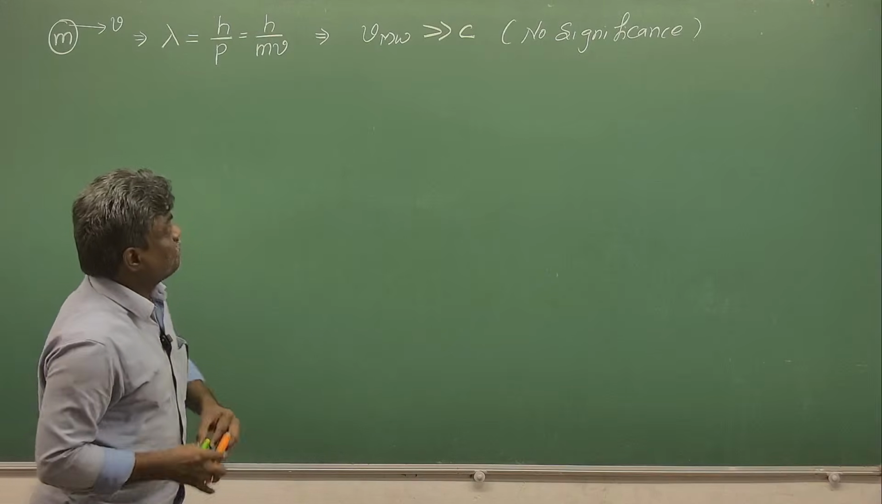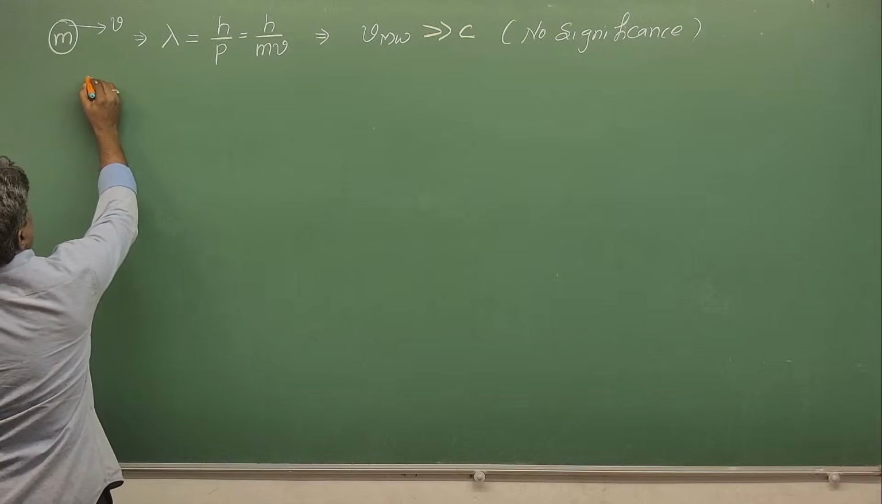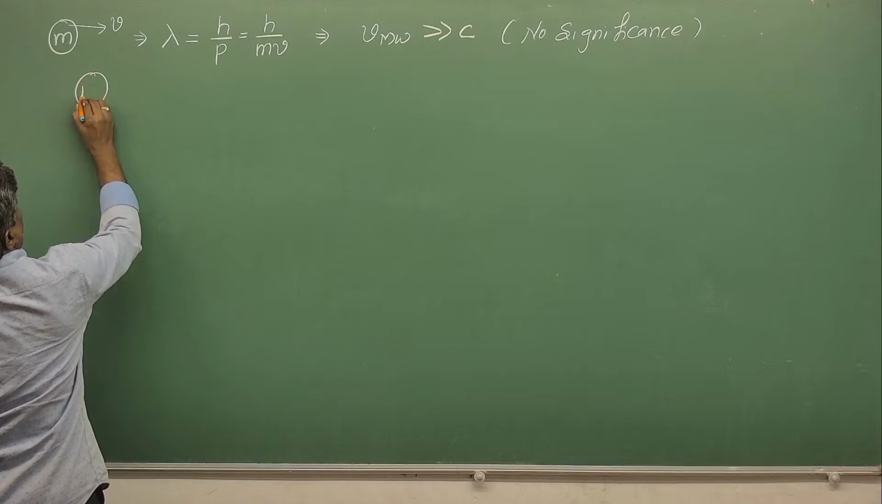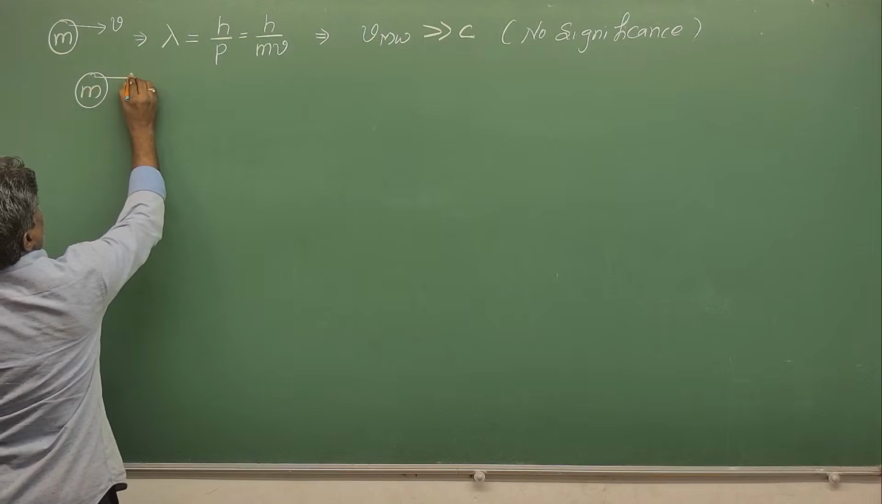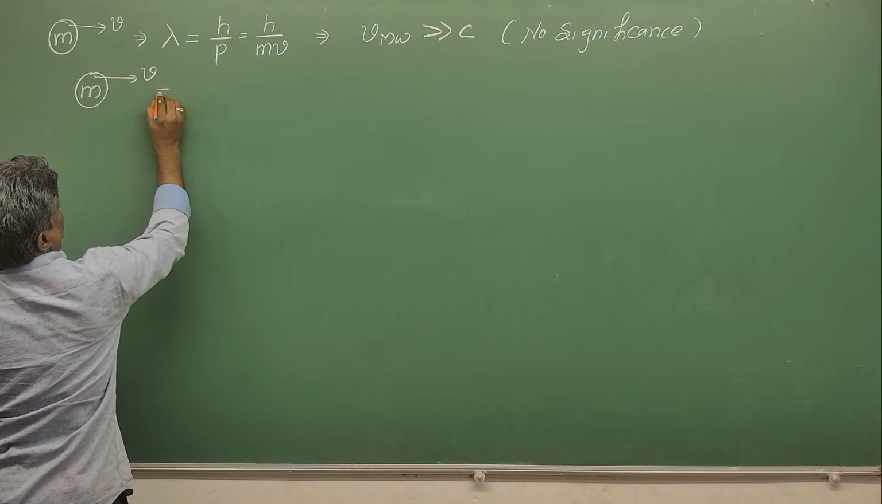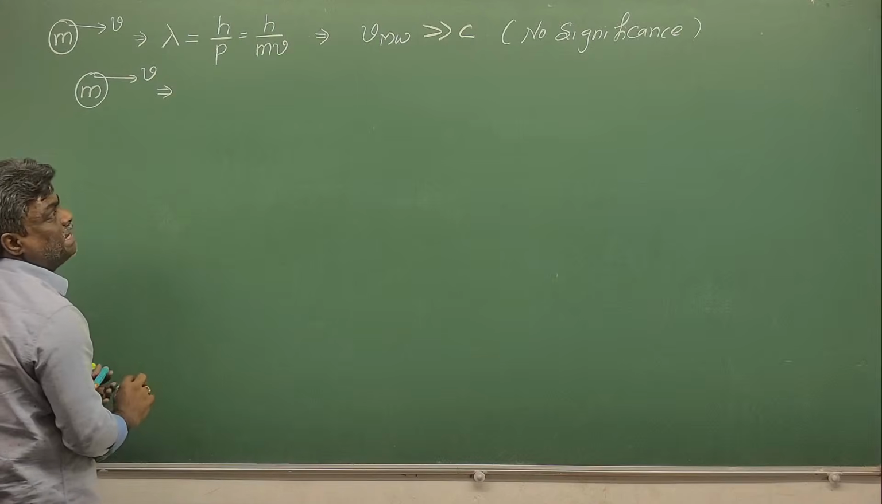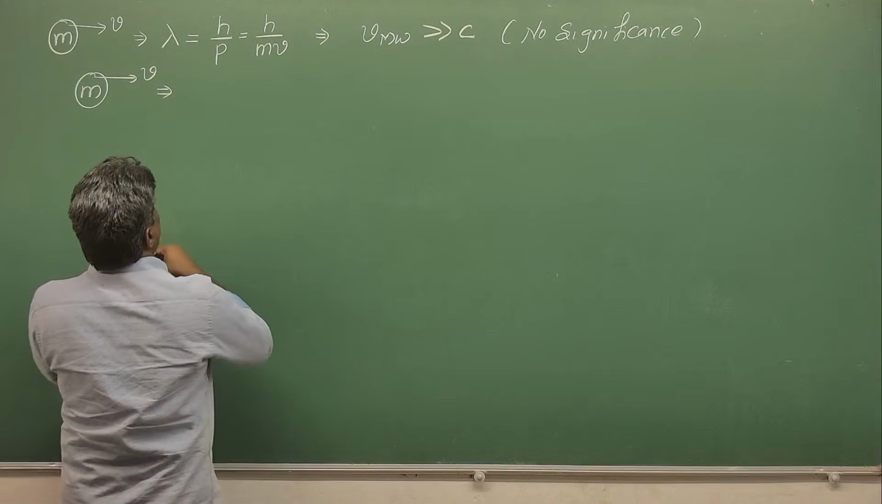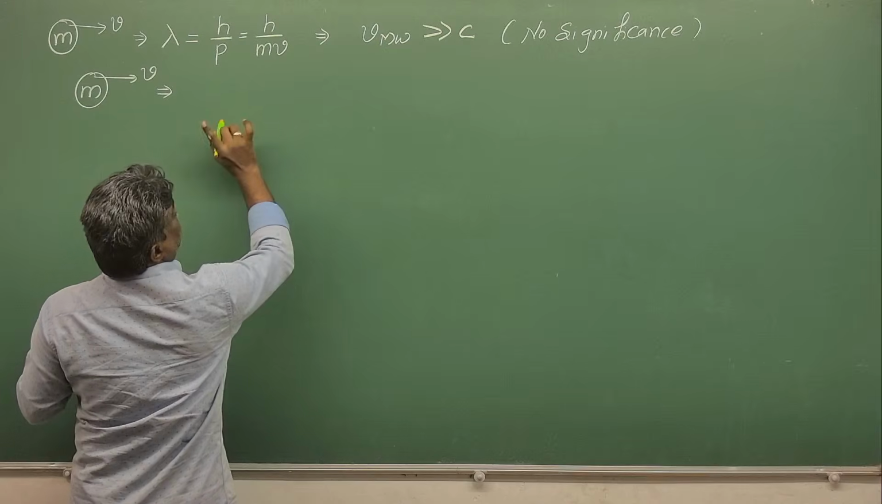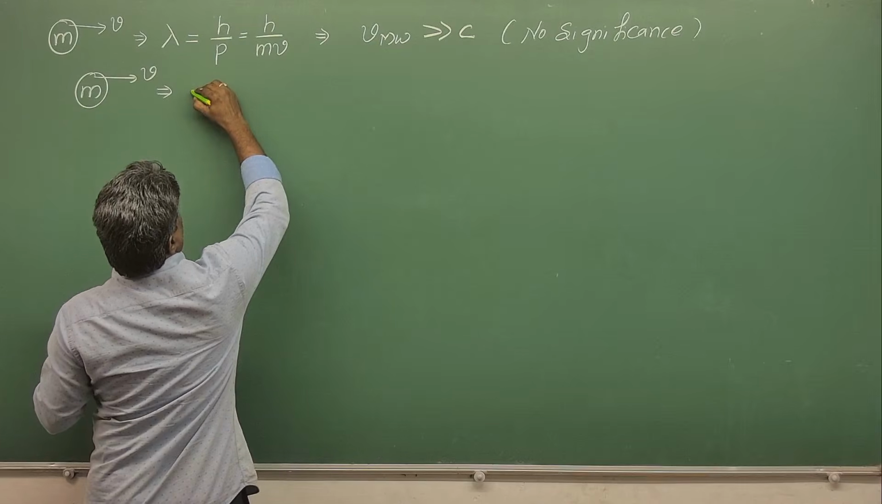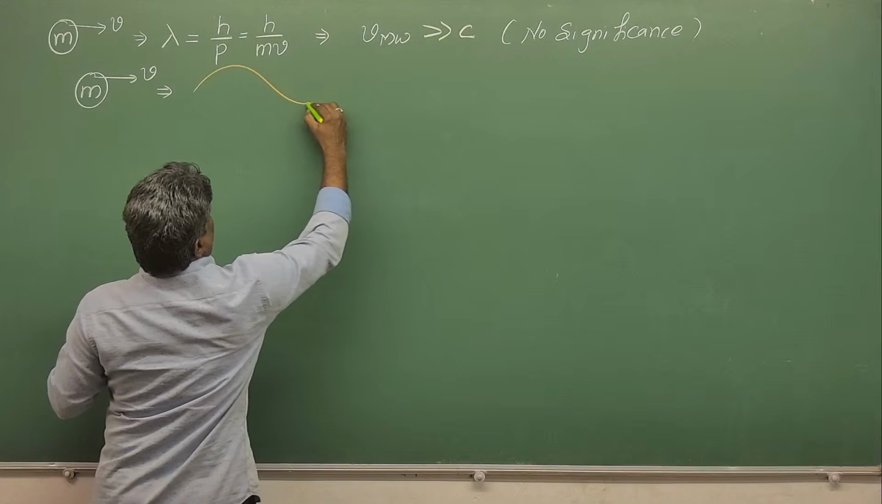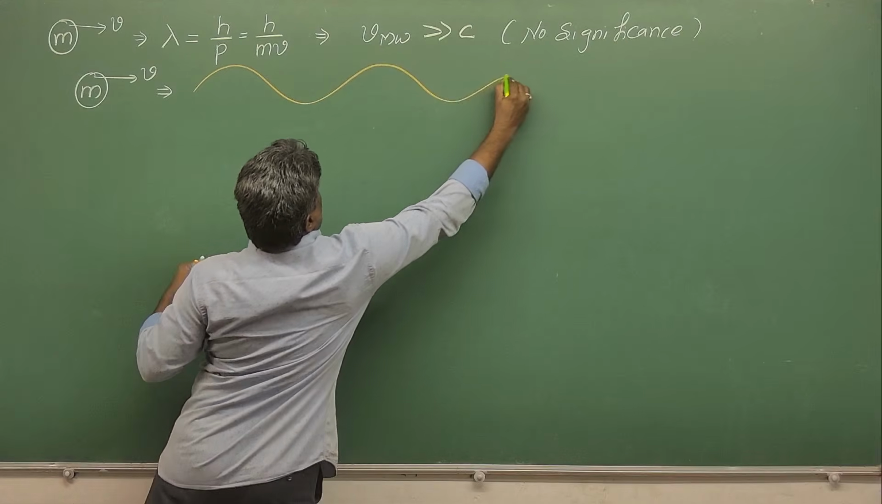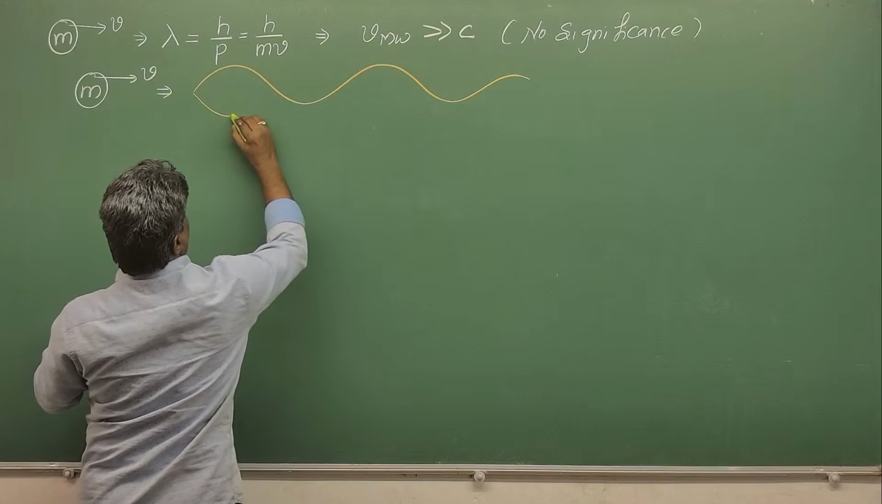Now see, if a particle of mass m is moving with a velocity v, how will you represent its motion? Its motion is represented not by a single wave. It's a superposition of a group of waves.